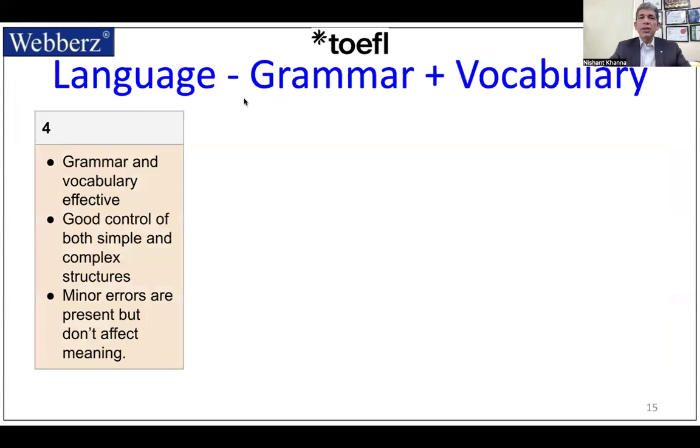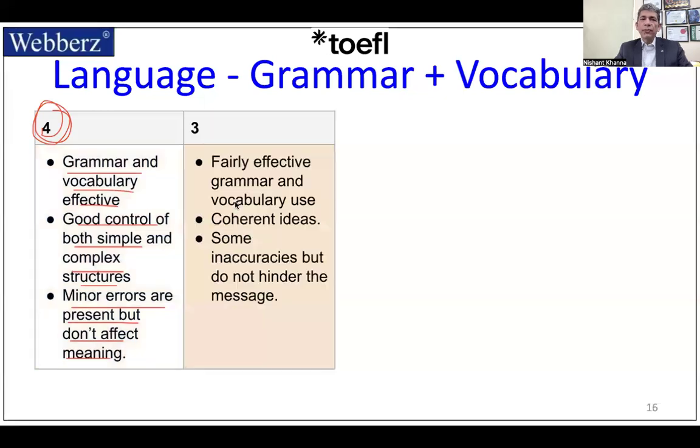Let's go to our next parameter, which is called language, means grammar and vocabulary. So the grammar and vocabulary are effective for a 4 score. Good control on both simple and complex structures. Minor errors are present, but they don't affect the meaning. If I talk about level 3, it is fairly effective grammar and vocabulary use, coherent ideas. Some inaccuracies are there, but that do not hinder the message. That means the message is still understandable. There can be some problems, but the message is still understandable.